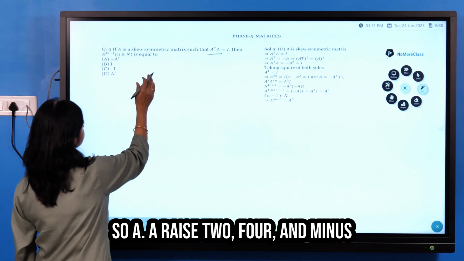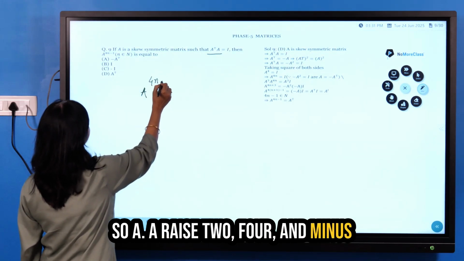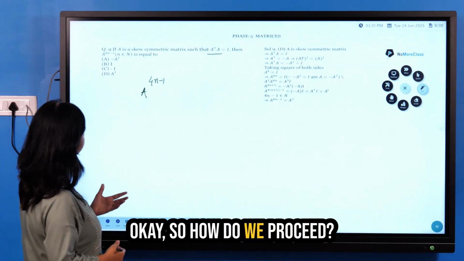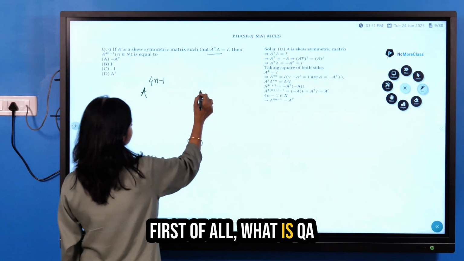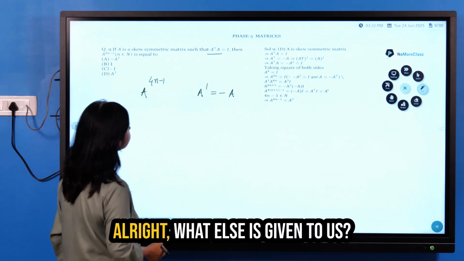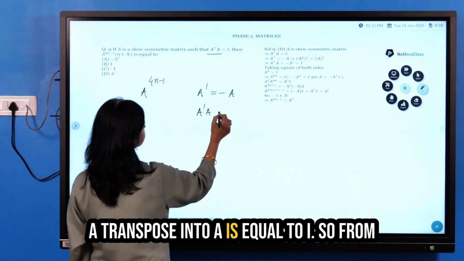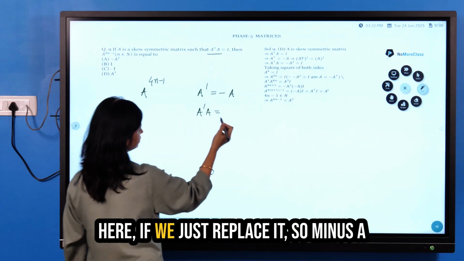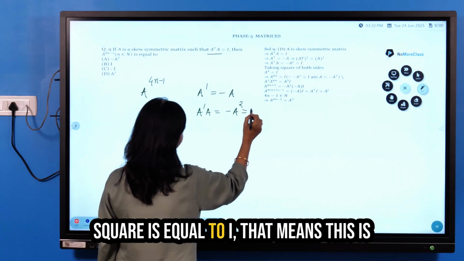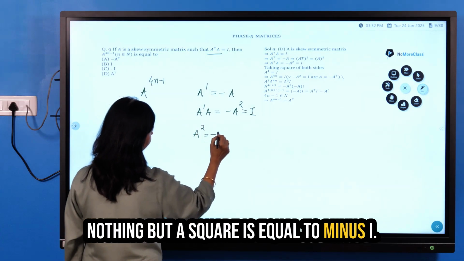So, A raised to 4n minus 1, where n is a natural number. Okay, so how do we proceed? First of all, what is given? A transpose is equal to minus A. All right. What else is given to us? A transpose into A is equal to I. So from here, if we just replace it, minus A square is equal to I. That means A square is equal to minus I.